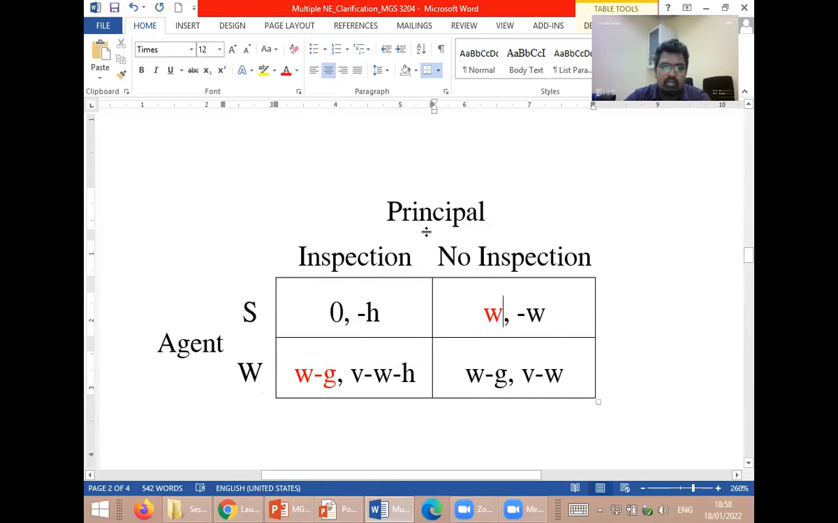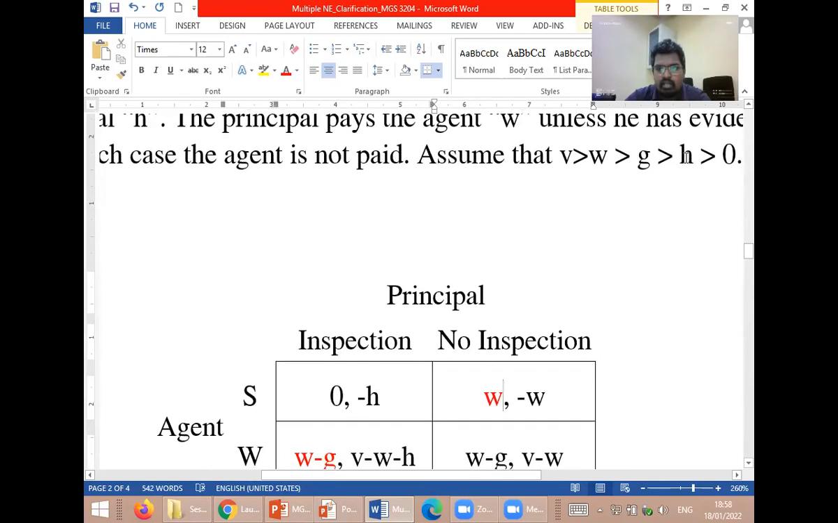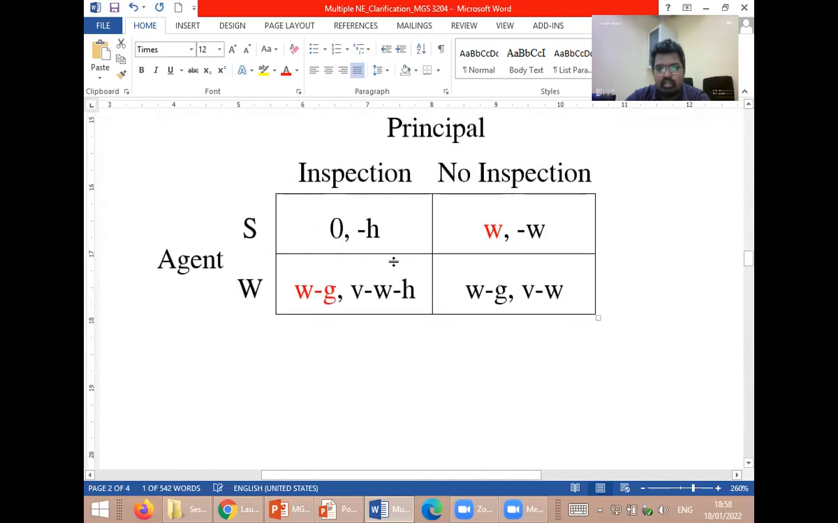Okay, right. So now for the principal, if the agent is not working, what's the best option? Inspection. Why? We know here H is lower than W. So the lowest cost will be the cost of inspection rather than the cost from someone who's working without anything. So finally, you better go for this. Right? So inspection will be your best outcome.